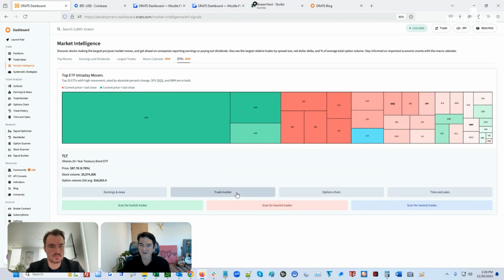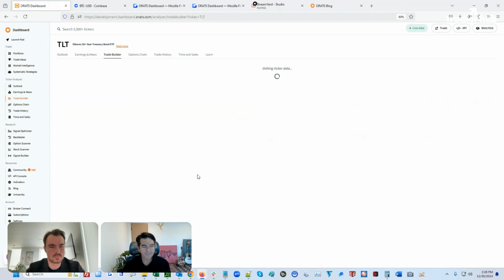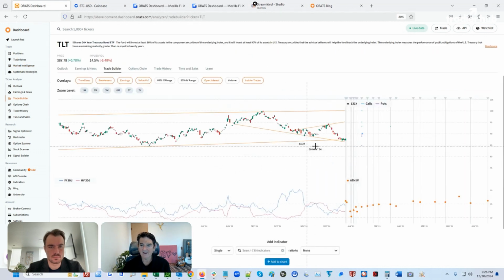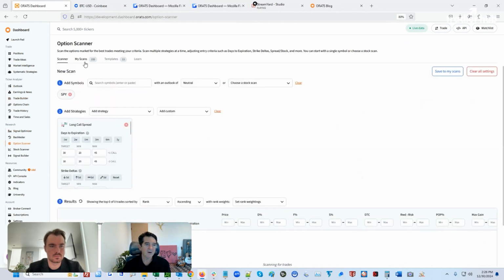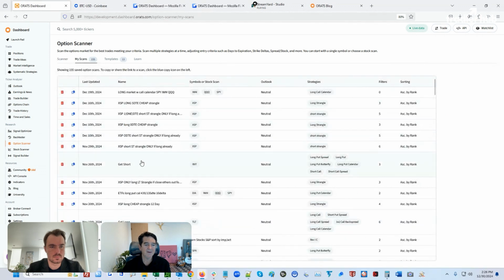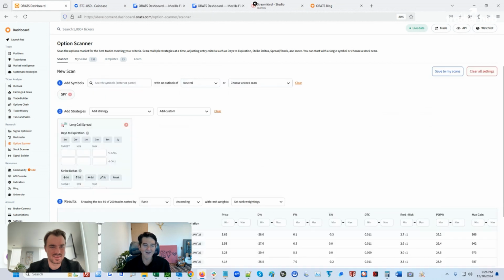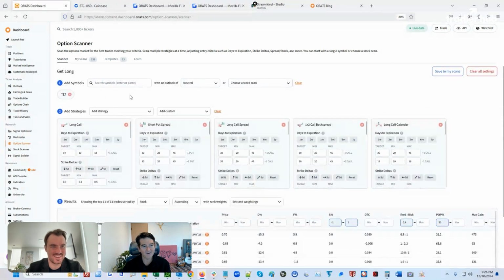Let's check out TLT. I'm a little bullish on this, so I think it's at the bottom of its trend line. It really got beat up. I'd like to do a long trade in TLT. So the way I like to do that is go to the option scanner. I have a scan that I set up called Get Short and Get Long. So actually, Get Long is on TLT. Yeah, it's already there.